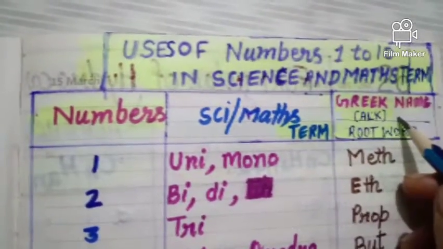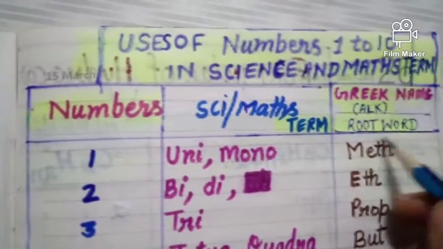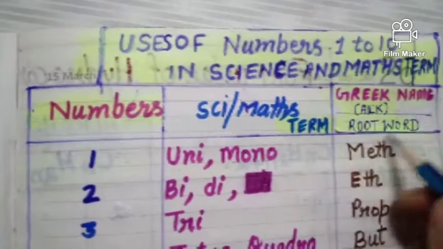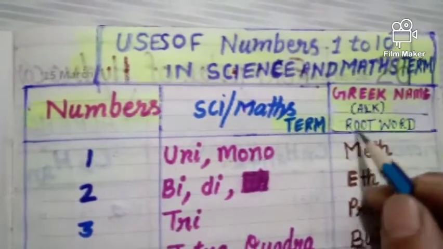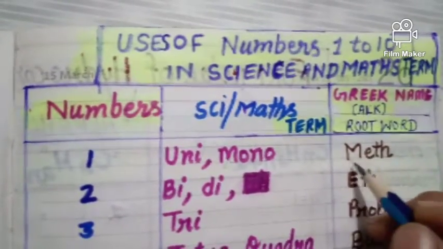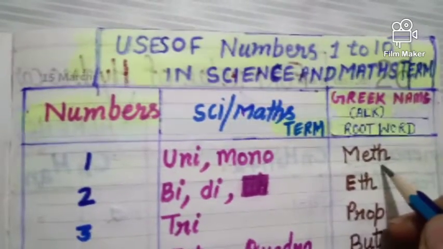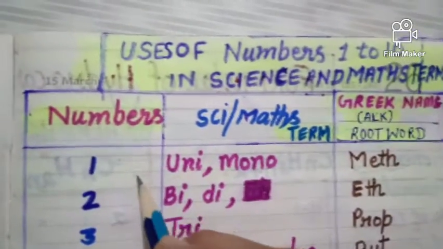In the Greek names for the alkanes and alkynes, there is a root word. In the hydrocarbons, meth is the root word that is used for the compounds having 1 carbon. Meth is the root word for the compounds having 1 carbon atom.